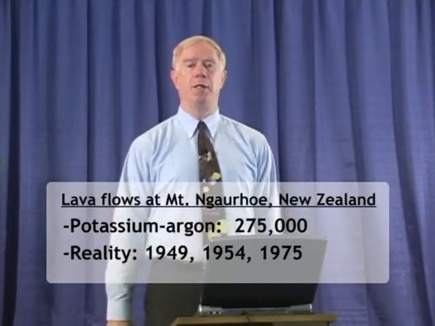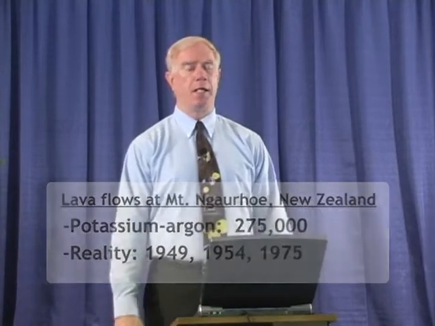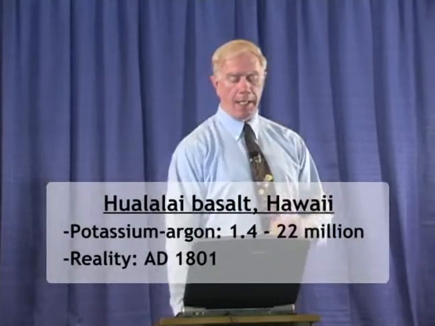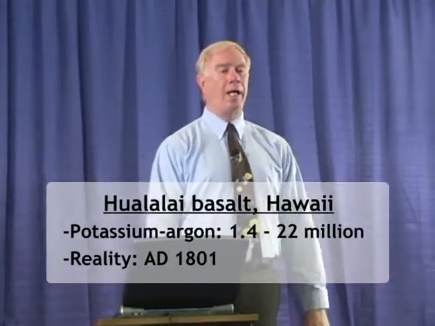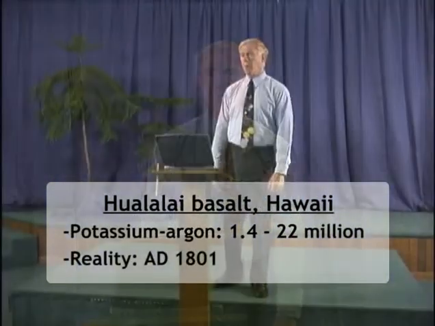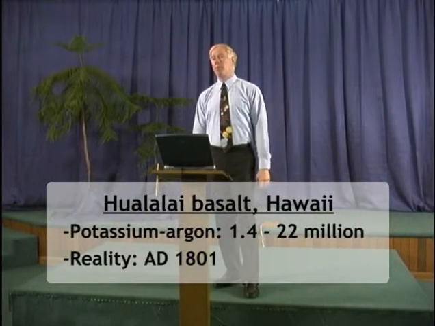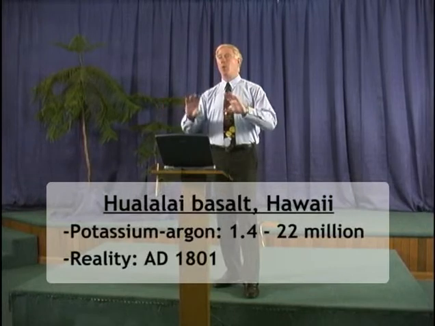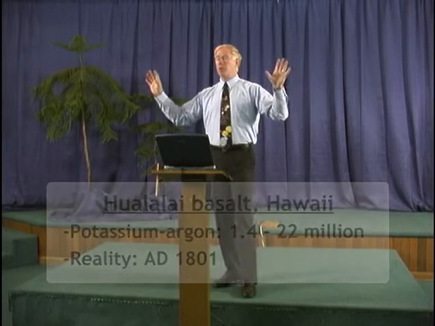Now we're about 273,000 years off. Again, we based our answer on assumptions we couldn't prove. Hawaii, lava flows. Potassium argon dated these lava flows between 1.4 and 22 million years old. Reality, those rocks were formed from an eruption in 1801. Now we're not just thousands of years off, we are millions of years off. See, if you start with these assumptions, all your calculations can be true, but your answer can be very wrong.